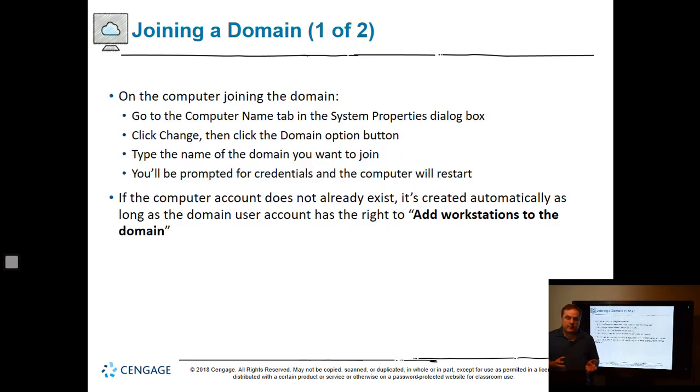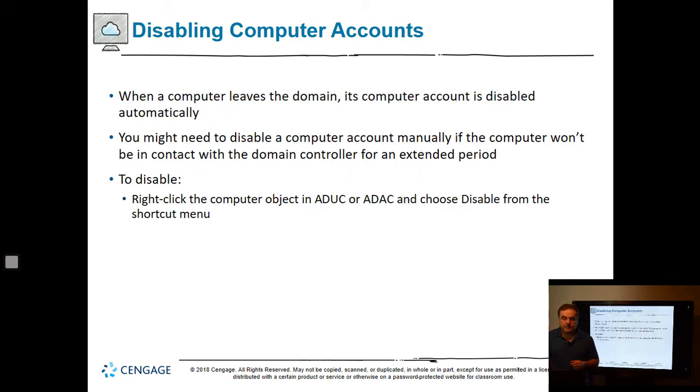But if you're doing it from the computer, you go to the computer name in the system properties dialog. We used to go to Control Panel, System. Now we can just go right to the Start button and click on System. Then you can change the domain from the local workstation to the domain, be prompted for the credentials, and you'll restart. If the computer account doesn't already exist, then it gets created at that point, in the background. You don't even see it.